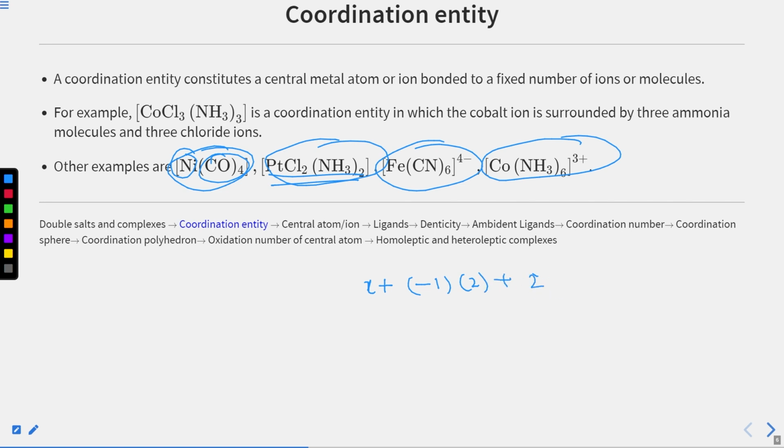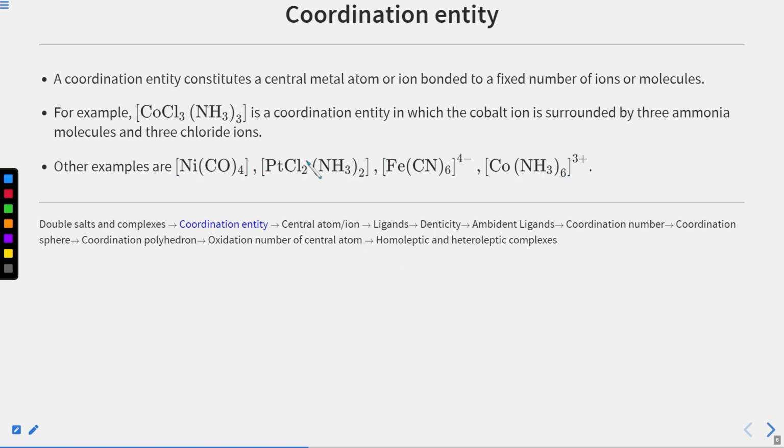Ammonia has a charge of 0. And the overall charge on this complex is 0. So this will be equal to 0. That would give X equals +2. Okay, X is equal to +2. So here platinum has a charge of +2.